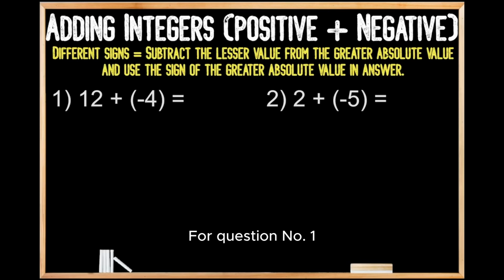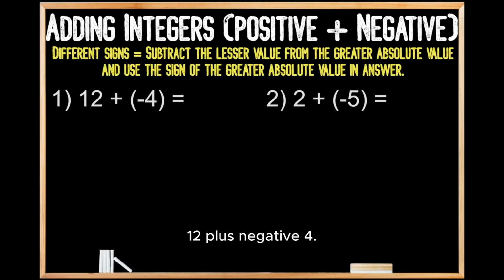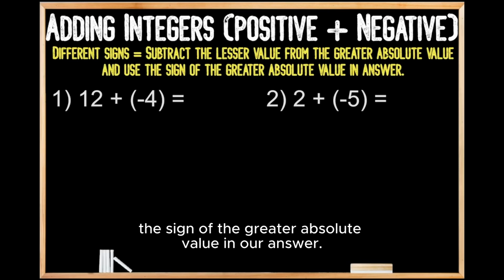For question number 1, we're being asked to calculate the sum of 12 plus negative 4. So clearly here we have two different signs. And as we can see up top here highlighted in yellow, when we have different signs, we're going to subtract the lesser value from the greater absolute value, and then we're going to use the sign of the greater absolute value in our answer.